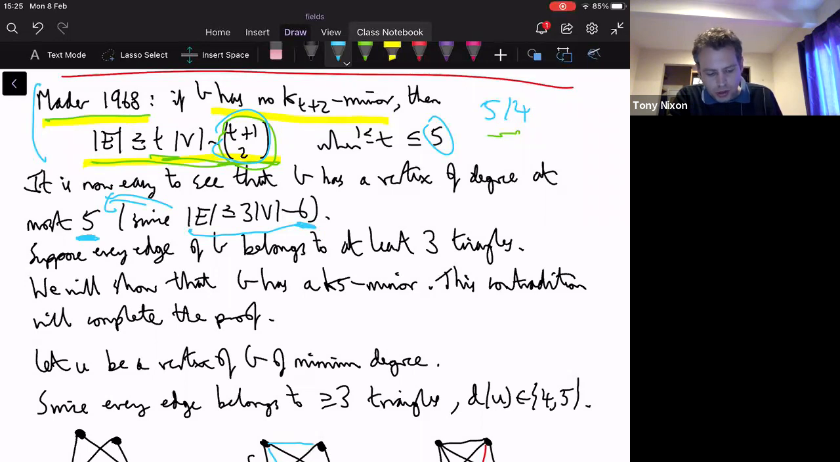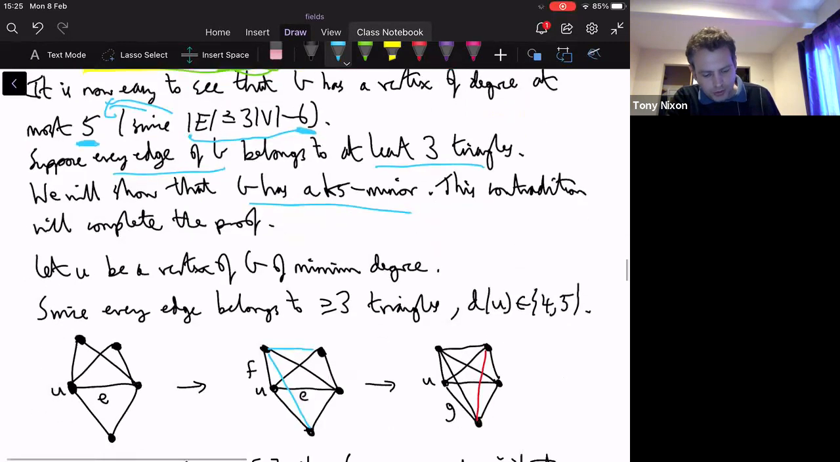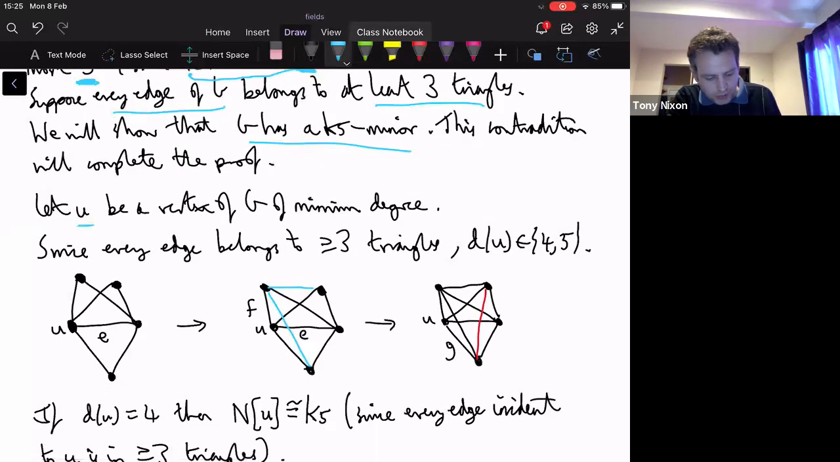Now, we want to show that there's an edge in at most 2 triangles, so we're going to suppose that every edge belongs to at least 3 triangles and find a contradiction. The contradiction will be to show that G has a K5 minor. Okay, so pick a vertex of minimum degree.